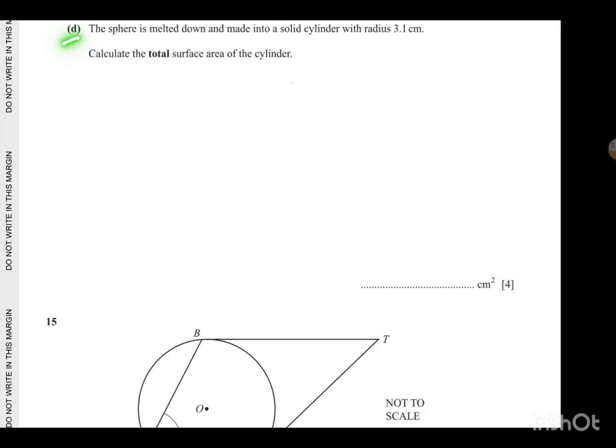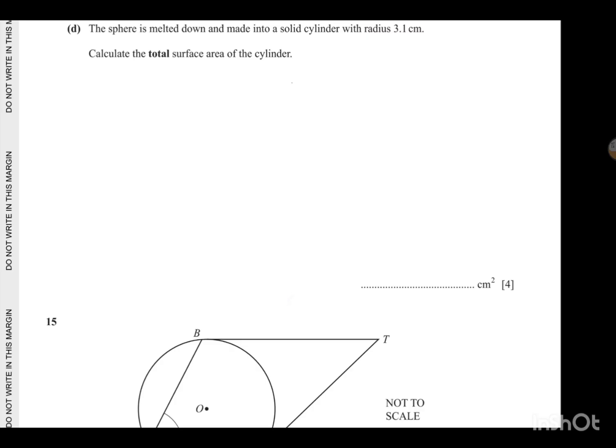Question number D. The sphere is melted down and made into a solid cylinder with radius 3.1 centimeter. Calculate the total surface area of the cylinder. So to find the total surface area of the cylinder, we need to know the measurements of the cylinder. The radius is given, but the height of the cylinder we don't know. So to find the height, we have to take the volume of the sphere and the volume of the cylinder to be equal and find the height of it.